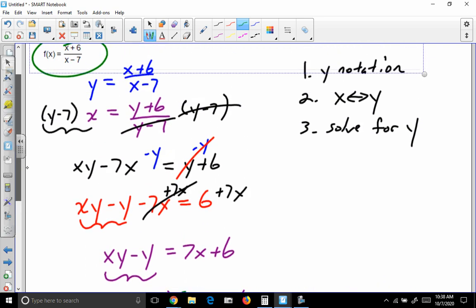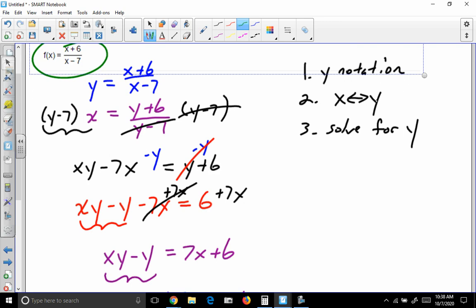At the point where we swap x and y, we have the inverse, but to put it in function notation, we have to have y by itself. And then once we get y by itself, then we can put it in function notation.